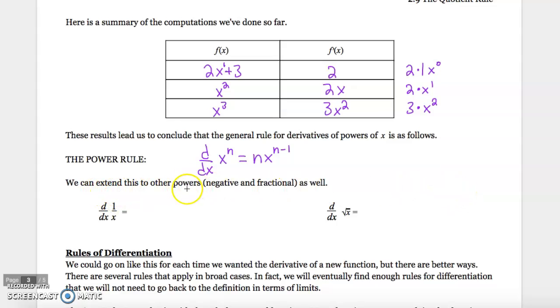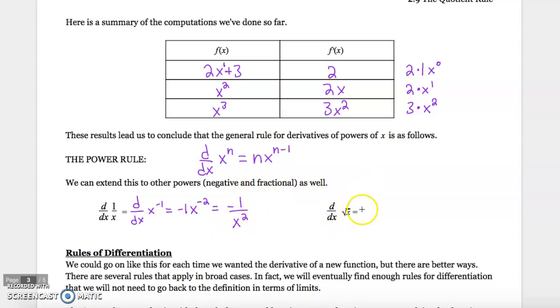So this will extend to other powers, not just 1, 2, 3, etc. This extends to negative and fractional as well. So if you're taking the derivative of 1 over x, for example, you're taking the derivative of x to the negative first power. So if I was going to do that, I'd bring down my exponent, multiply it by my x and then subtract 1 from the exponent. So negative 2 now.